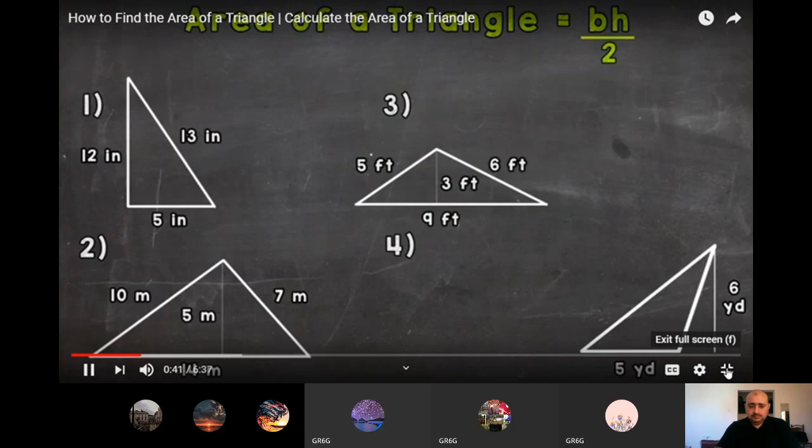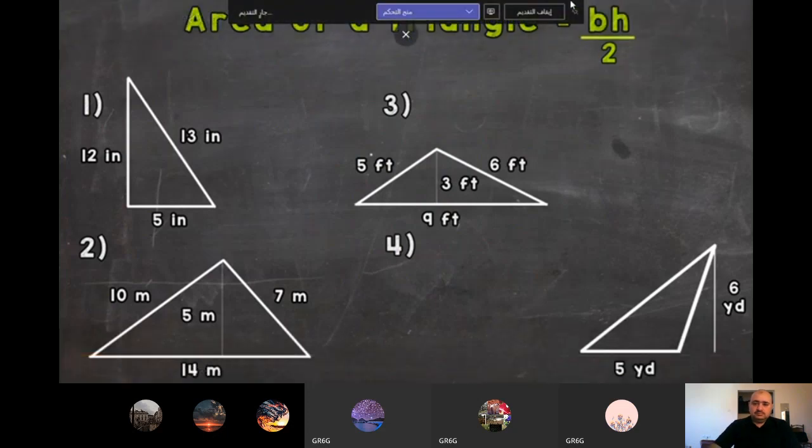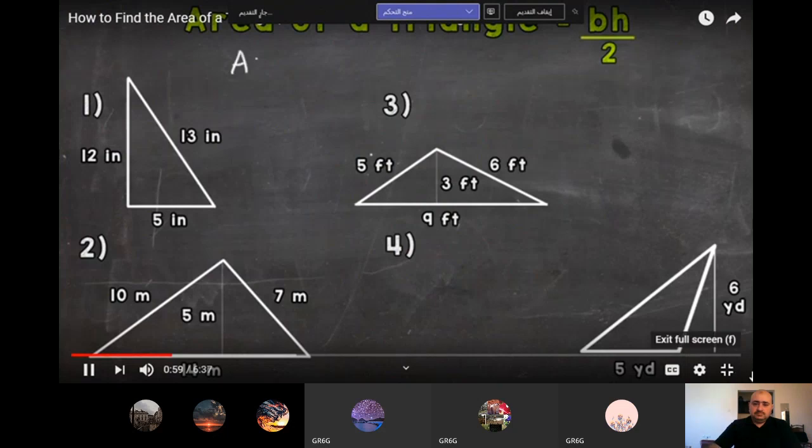Like I just mentioned, you have some problems on your screen, and you have 4 of them that we are going to work through together. So let's hop right into number 1. For number 1 here, the first thing we want to do is write out our formula for the area of a triangle. So area equals base times height divided by 2.